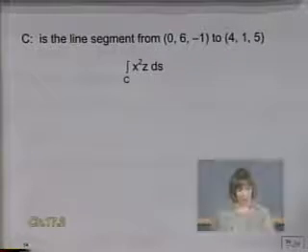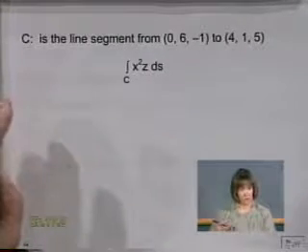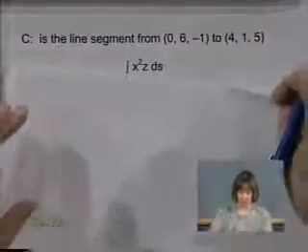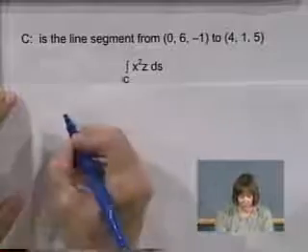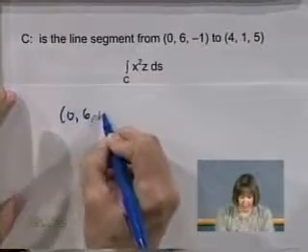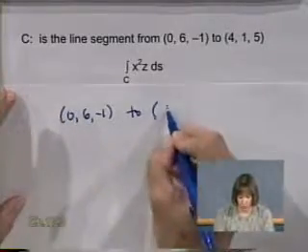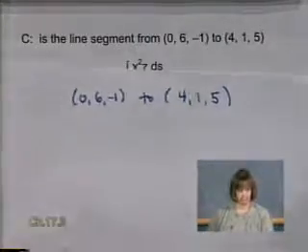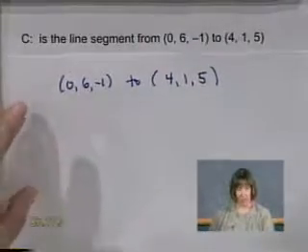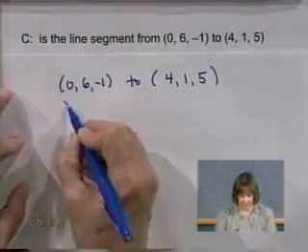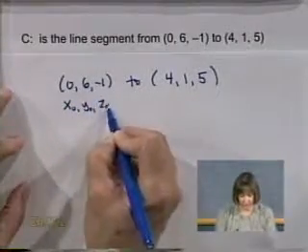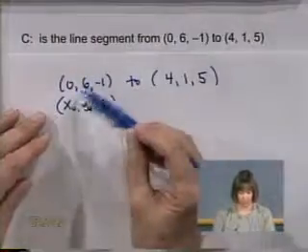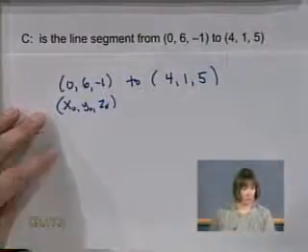So, what if I want to find out the integral along the curve of x squared z ds? First of all, the hardest part, if you ask me, is you have to get a parametric representation of the line segment from the point 0, 6, negative 1 to the point 4, 1, 5. This is my x naught, y naught, z naught. Direction matters. My line segment's going from this point to that point.